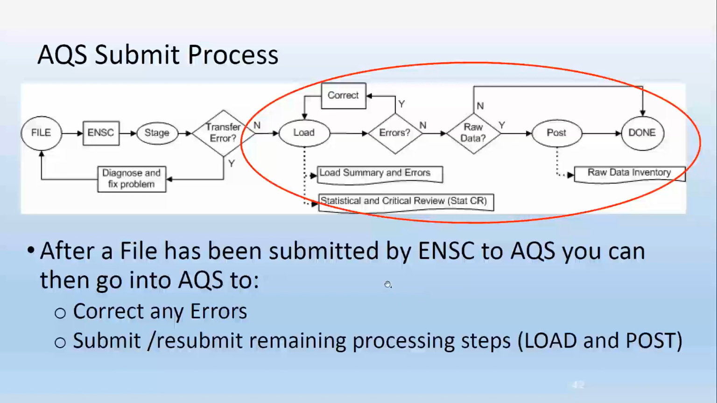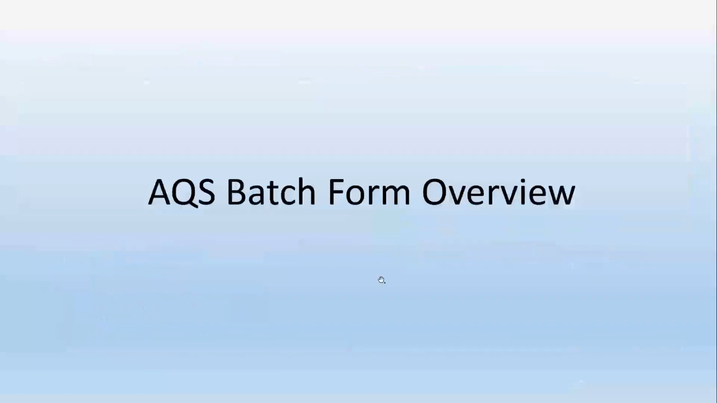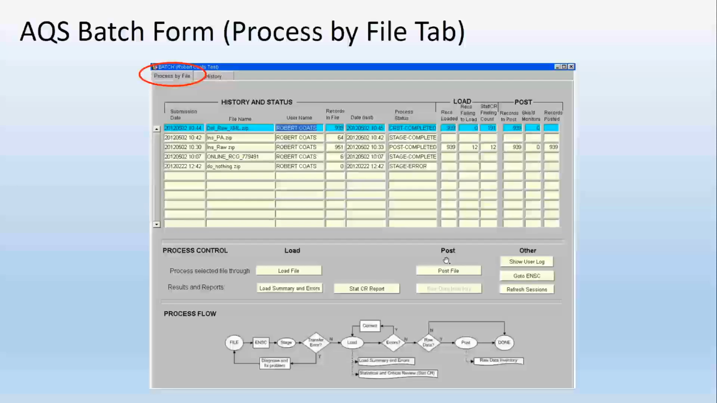And so if we go to the next slide, this is where the batch form comes back, and you can see here's an example. I'll direct you to the third line here, which is one that was successfully finally posted, right? Because you have 939 records loaded and 939 posted. I don't know why it says the 12 there.